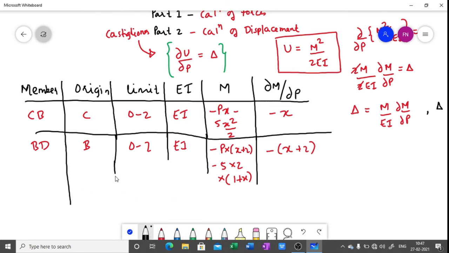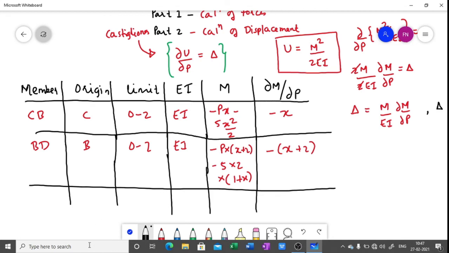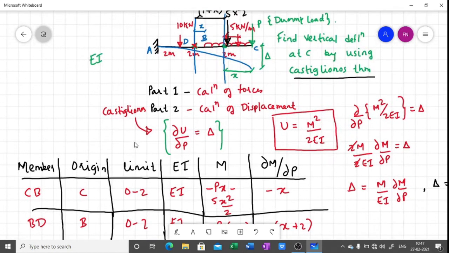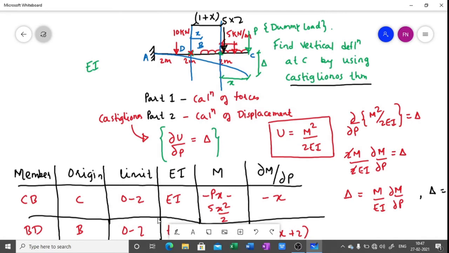One more member we have. We will see. Next member is DA. So I will define a section. I will take a section in DA, and I will take D as the origin. So x distance will be from D. At this particular point, I want to find bending moment. I have to go from C to the section. The P is coming, the entire UDL is coming, and this 10 is also coming.